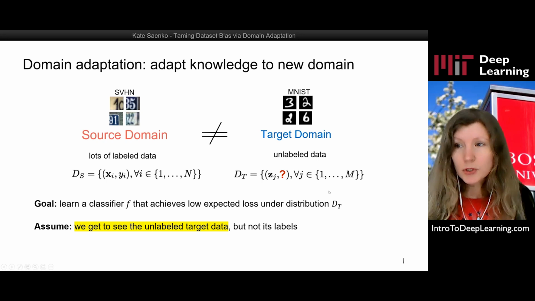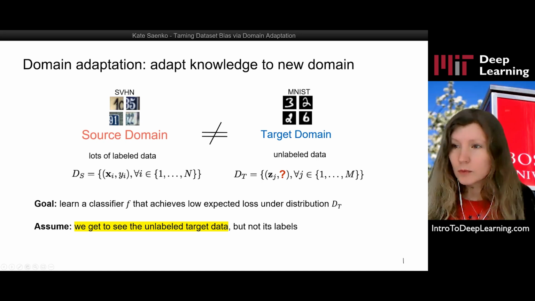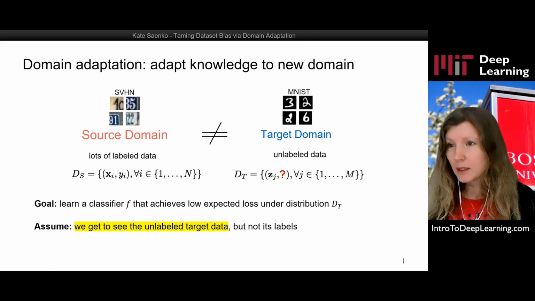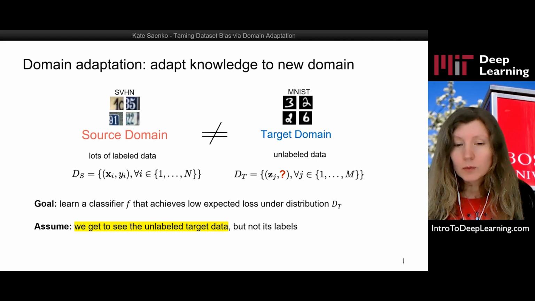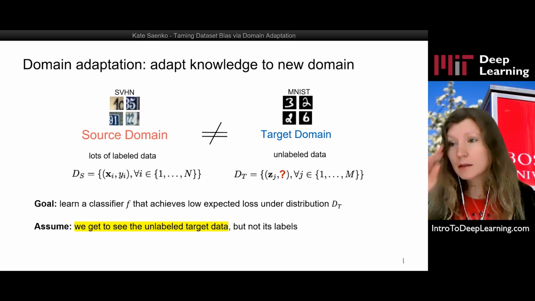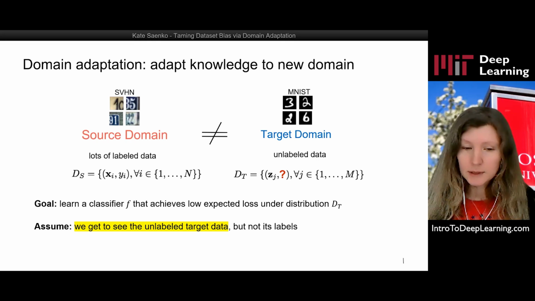Right, so we're learning on the source labels, but we want to have good performance on the target. And a key assumption in domain adaptation that is really important to keep in mind is that we assume that we get to see the unlabeled data. We get access to it, which is important. We don't get the labels because, again, we assume it's very expensive or we just can't label it for some reason. But we do get the unlabeled data.